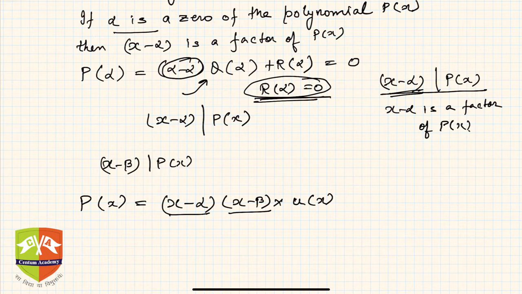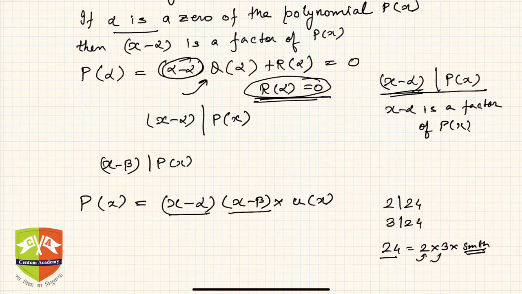Just to give you an example, 2 divides 24, isn't it? Similarly, 3 also divides 24. So 24 can be written as 2 into 3 into something else. In this case that something is 4. But clearly 24 can be expressed as one factor multiplied by another factor multiplied by something else.